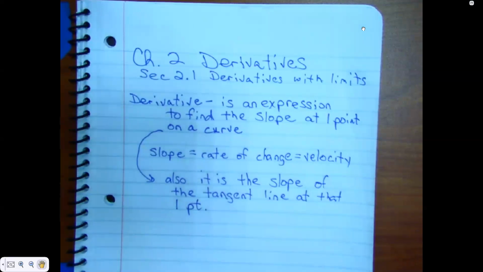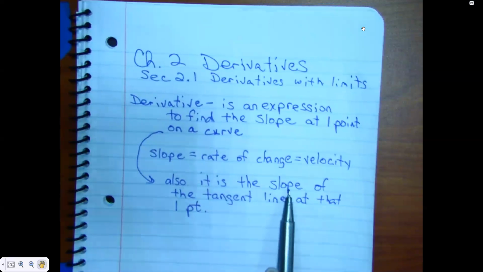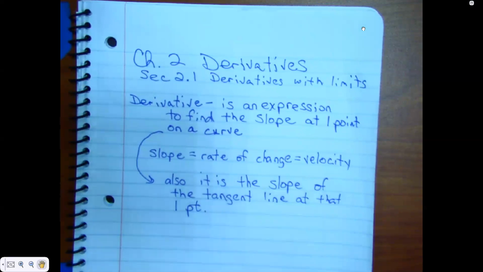What does tangent mean? Let's write it. Also, it is the slope. Again, it's still slope, but it's another way to say it. I think our book uses this more, especially at the beginning. The slope of the tangent line at that 1 point. Tangent means it just touches it one time and then keeps going on, kind of like a brush fire. It literally touches it at that 1 point and then keeps going.